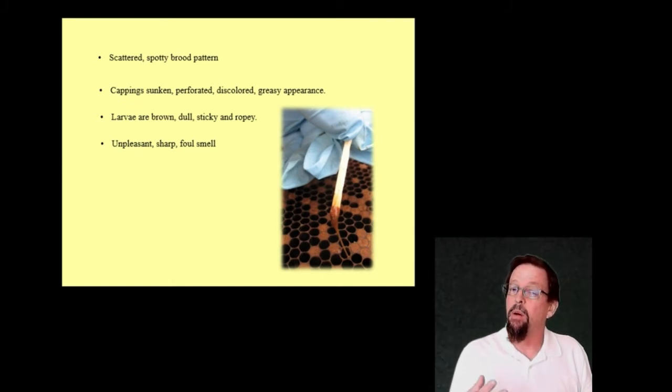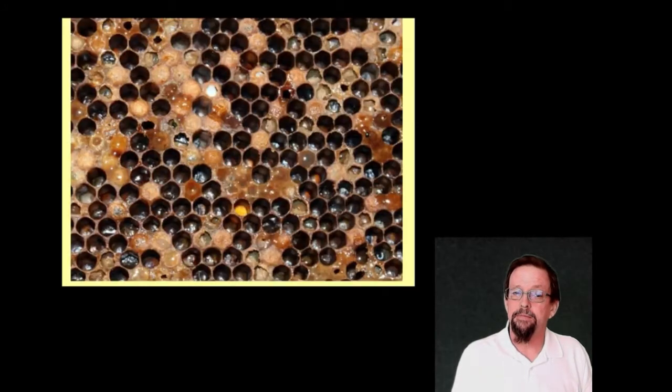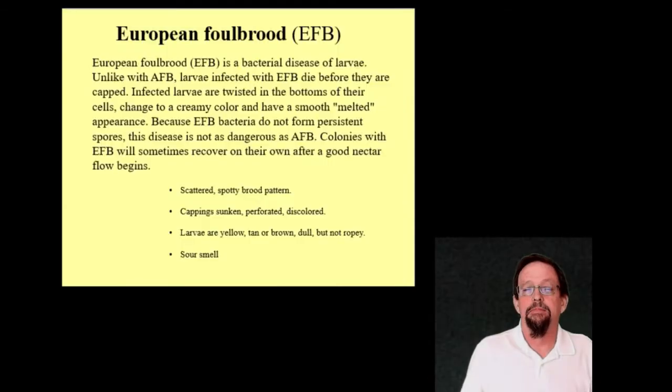So this is American foul brood. This is what it looks like if you pull a frame out. You can see the cappings, there are holes in them, they're perforated. You can see that kind of brown, greasy area. And it's a spotty brood pattern. Again, spotty brood pattern is kind of key throughout all of this.